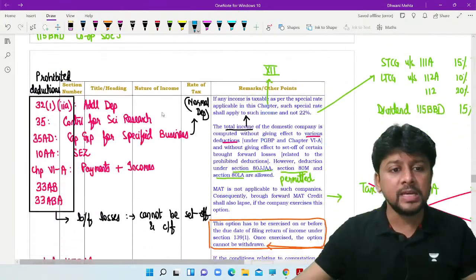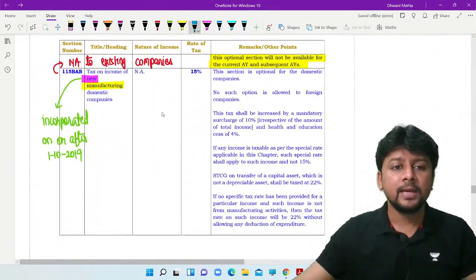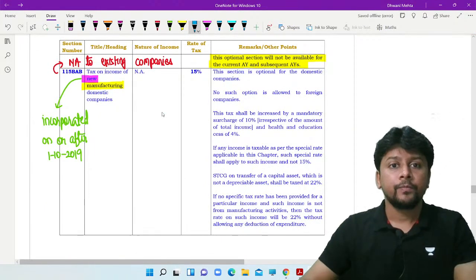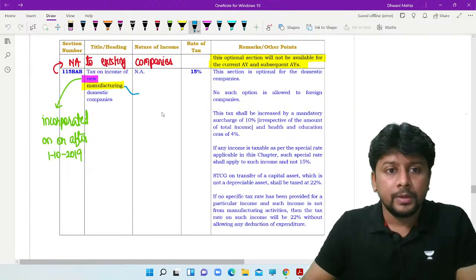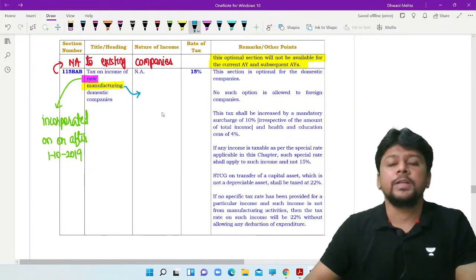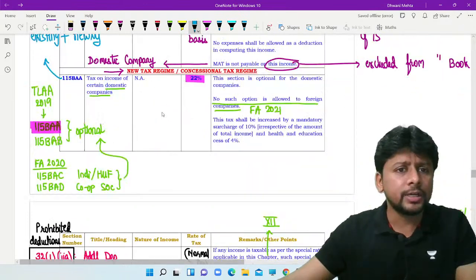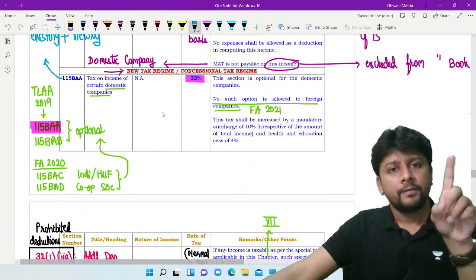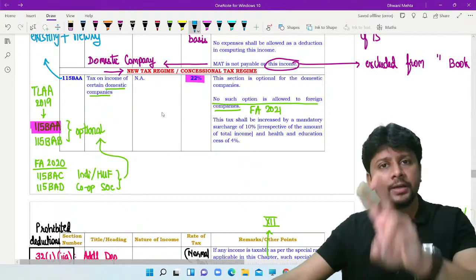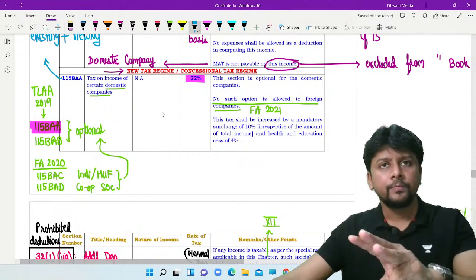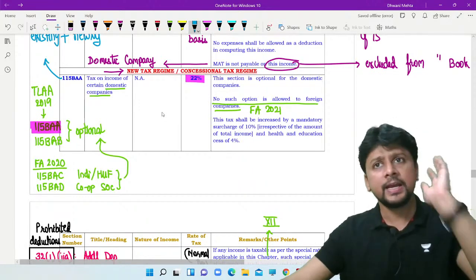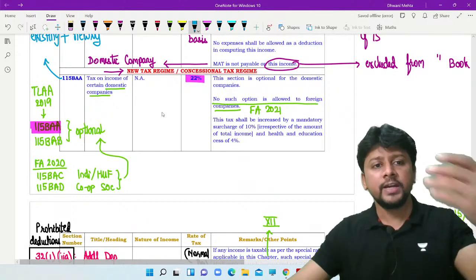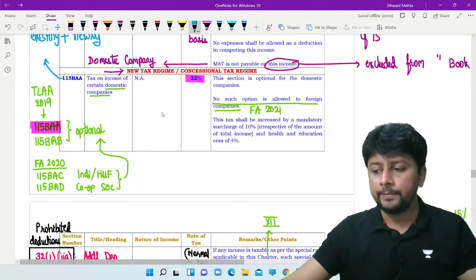But when you come to BAB, BAB specifically says it should be new companies. Second, BAB focuses on manufacturing companies. There was no such condition for BAA. Any domestic company, whether you are into manufacturing, trading, service sector, software industry, hardware industry, any industry, domestic company is eligible. Every domestic company is eligible in BAA.